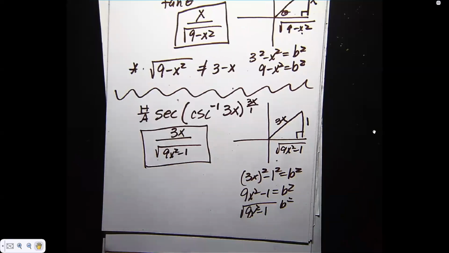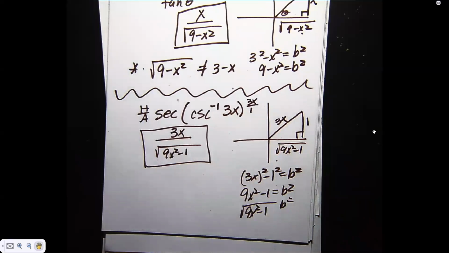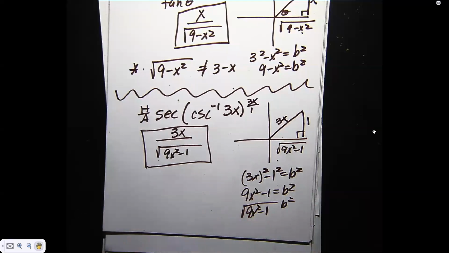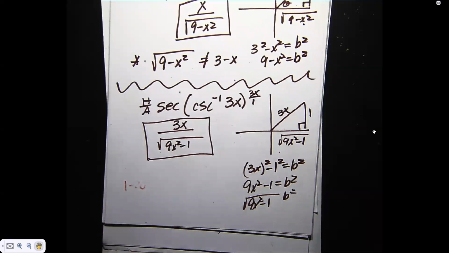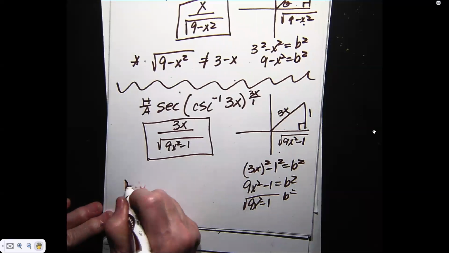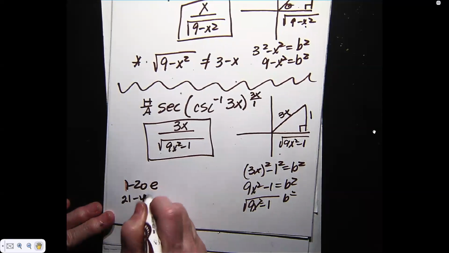So triangles will work if there's an inverse on the inside. Even if it was a special value, you could use the inverse on the inside for that. Hopefully this was helpful as you're going through your lesson. You have a worksheet, and what you needed to do was 1 through 20, even, and then 21 through 44, all.